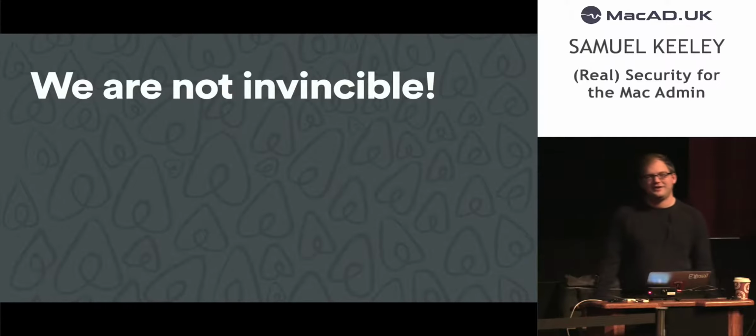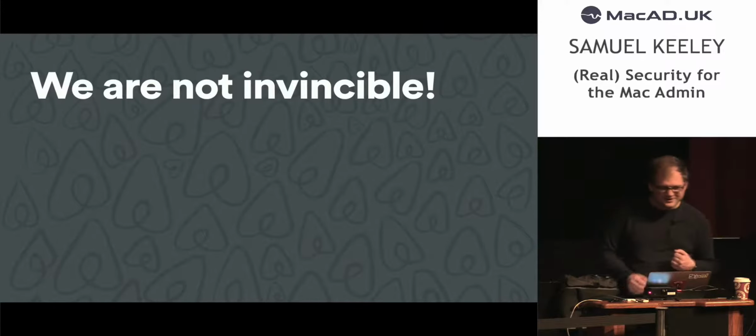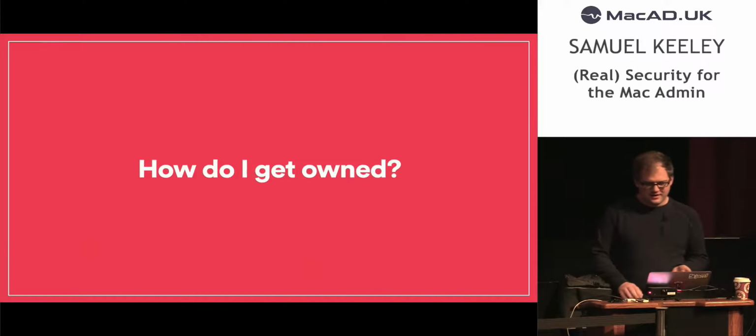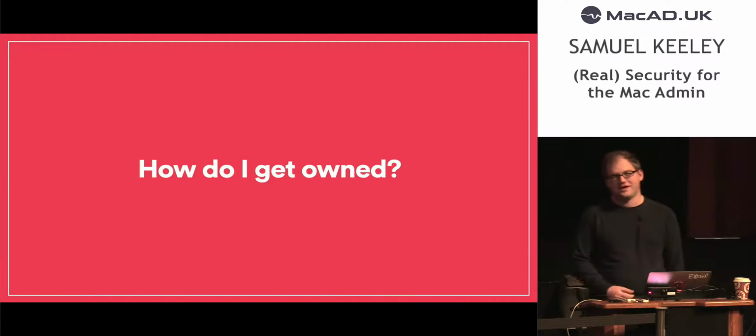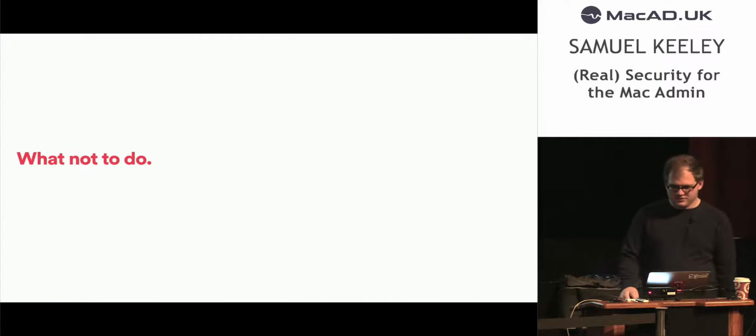Somebody in here will be compromised at some point. Our systems aren't perfect. We strive to make them so, but at some point, one or more of us, maybe even myself, will mess up in some way. So how do I get owned? Let's go through some steps on how to do that, because as a Mac admin, I want to know how I'm going to be compromised to be able to defend against that. So what not to do.